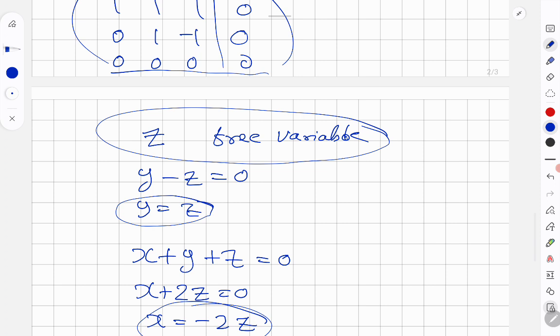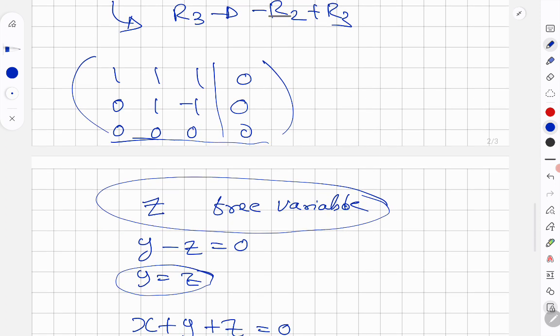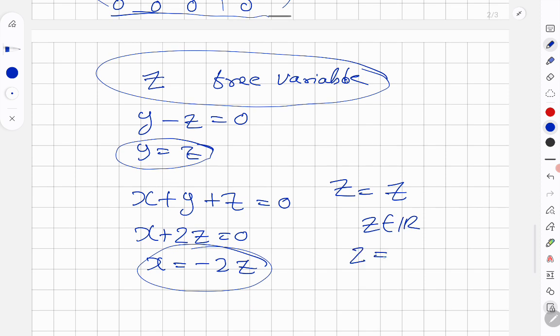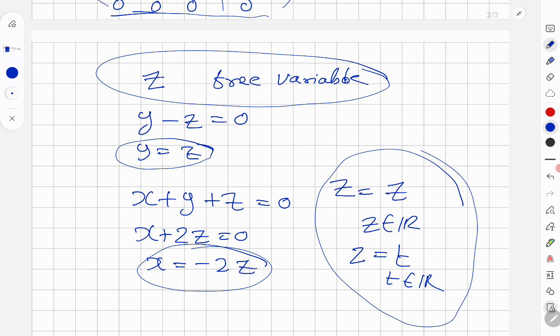So from here I say z is free variable. The other way to write z, as you can see, z equals to z, where z belongs to R. Also you can do like this: z equals to t and t belongs to R. Both of them are the same thing, but I prefer the first one. The free variable means z can have every value which is in the R.